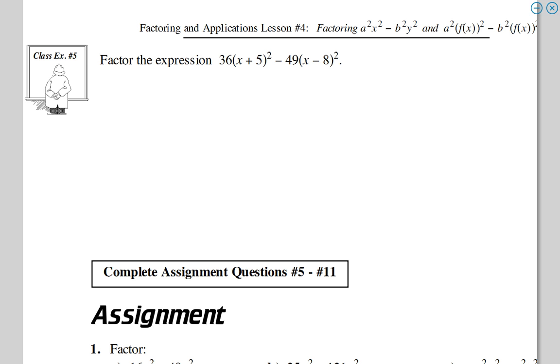Okay, what do you see? All I see is 36y squared minus 49z squared. That's what I see. Because x, y, z, baby. X plus 5 equals y. X minus 8 equals z.